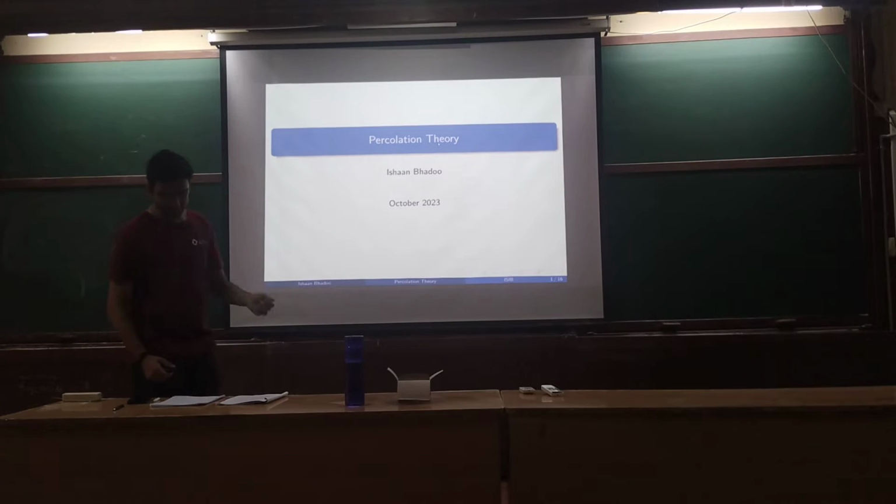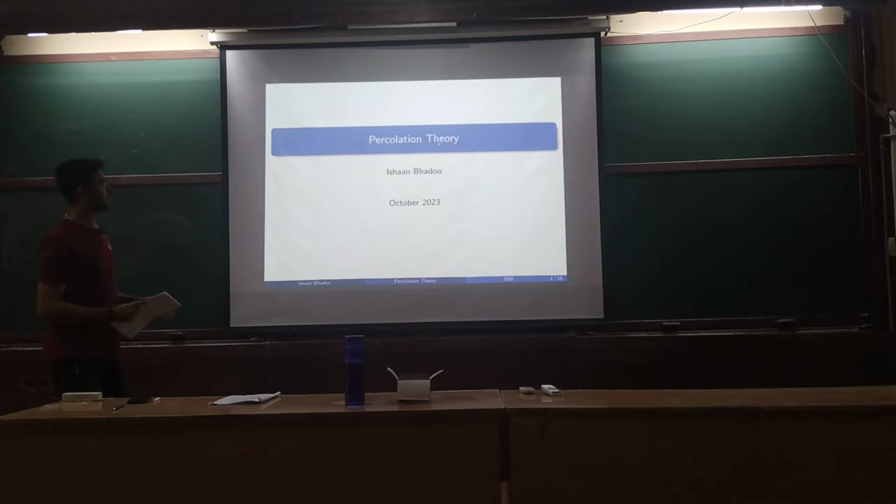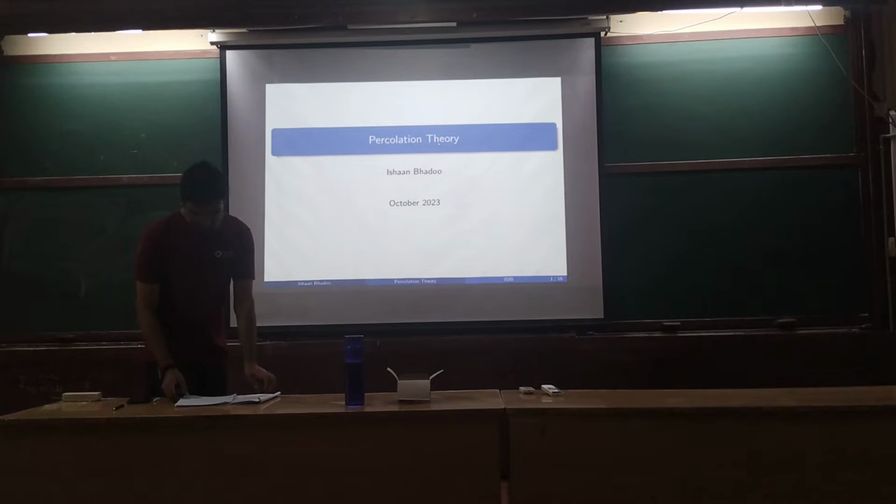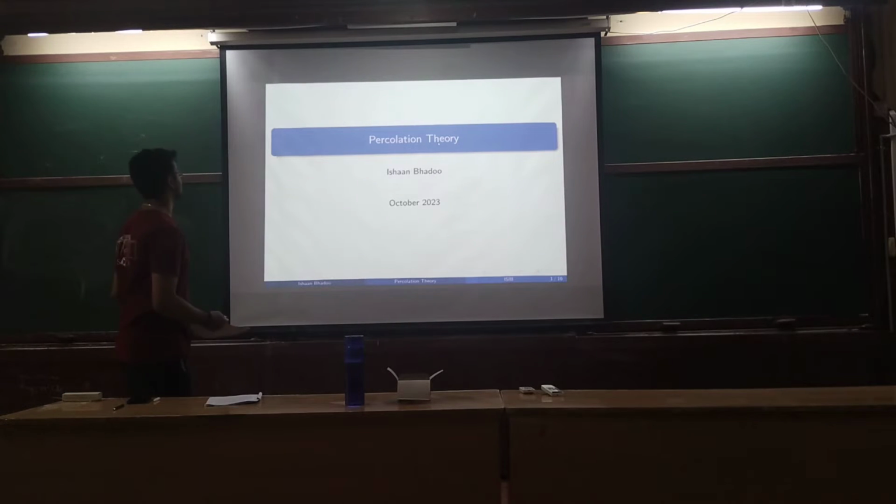So thanks everyone for coming. Today I'm going to talk about percolation theory, and the main result that I want to prove by the end of the talk is that critical percolation on exponential growth graphs dies. I'll explain what all of that means. First, let me start by introducing the model.